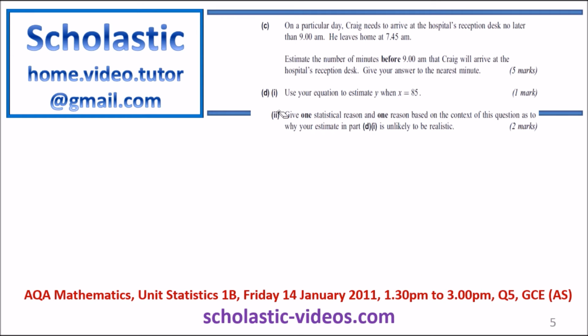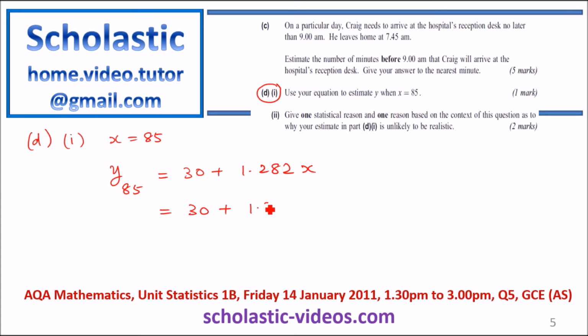Let's go to the last question. Part D, part 1. So it is a very straightforward calculation. They're asking us to calculate the value of y. X is given as 85. What is the value of y? That means y at 85 is equal to 30 plus 1.282x. So if we substitute the value 85 for x, 1.282 times 85, which is equal to, using the calculator to simplify this one, you will get 138.97, approximately 139 minutes. So this is the time that he will take if he left when x equal to 85.